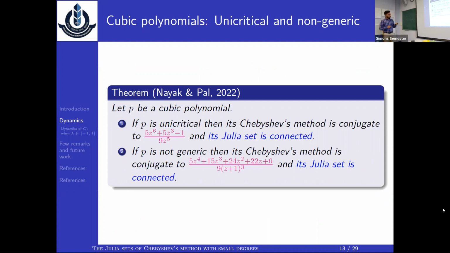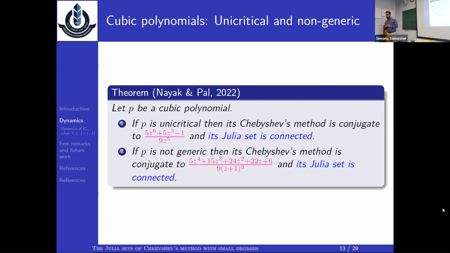In the first case, we consider the unicritical polynomial. Then we prove that if we consider a unicritical polynomial, its Chebyshev method will be conjugate to this rational map. Actually, this rational map is the Chebyshev method applied to z cube minus 1. Here is the application of the scaling theorem. We may have several unicritical polynomials, but I can represent them by a single unicritical polynomial z cube minus 1, and all the Chebyshev methods applied to unicritical polynomials can be conjugated with this rational map, and we found that its Julia set will be connected.